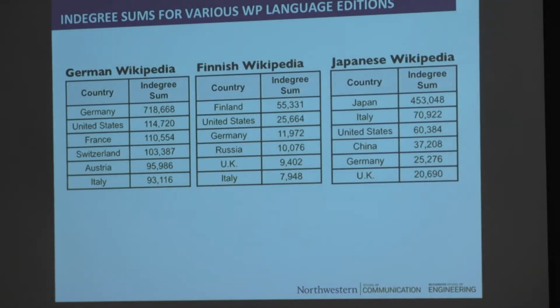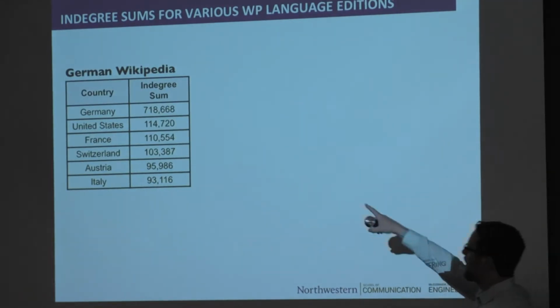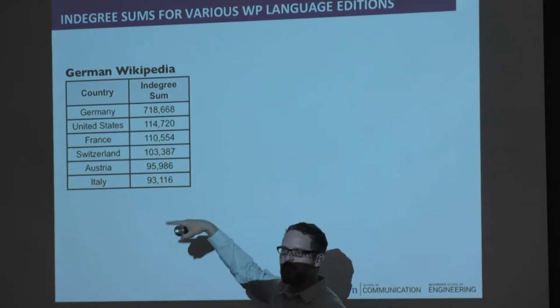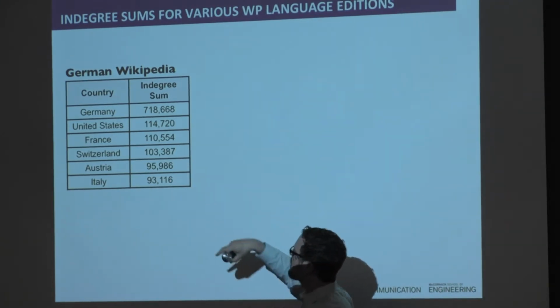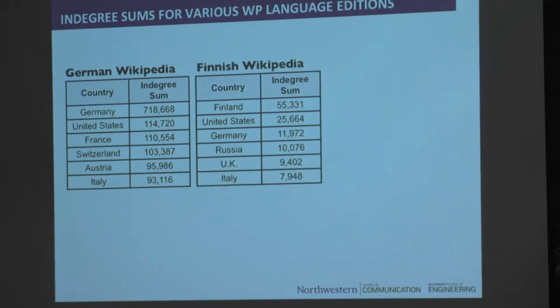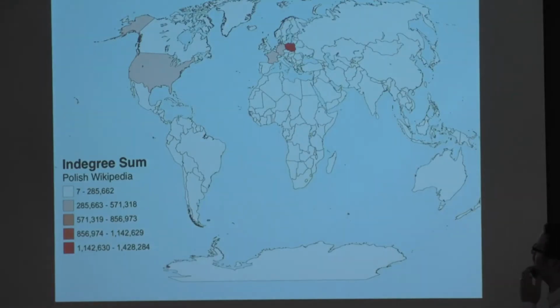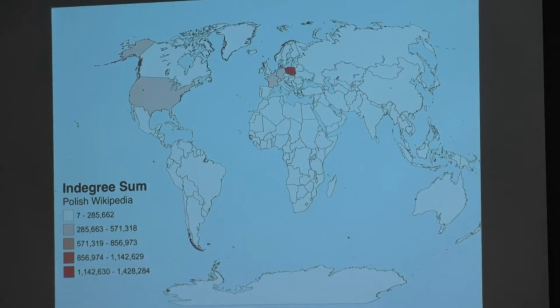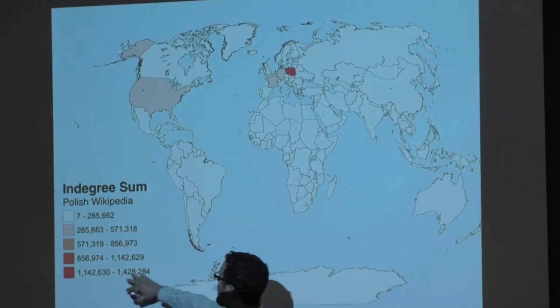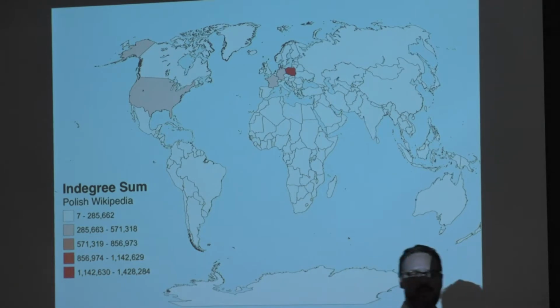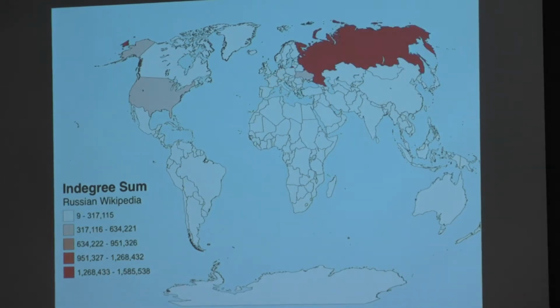And we get a very stark result. So this is the German Wikipedia. We see that here, entities within Germany are like 7 times more likely than the next likely, which is the United States. We see similar results, twice as much for Finland, Japanese, almost 5 times as much. So we're seeing a great degree of geographic centralization across language editions. And I think a better way to look at this is to actually use maps. So this is the Polish Wikipedia. You can see that here Poland is significantly more likely than any other geographic region to accrue in-degree from the rest of the articles in the language edition. This is the Russian Wikipedia.